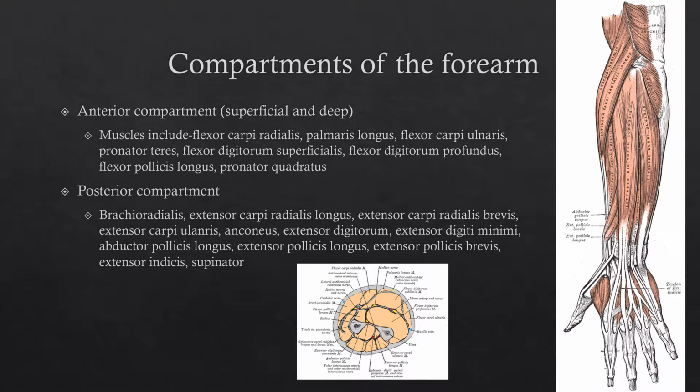The posterior compartment includes the brachialis, extensor carpi radialis longus, extensor carpi radialis brevis, extensor carpi ulnaris, the anconeus, extensor digitorum, extensor digiti minimi, abductor pollicis longus, extensor pollicis longus, extensor pollicis brevis, extensor indicis, and the supinator.